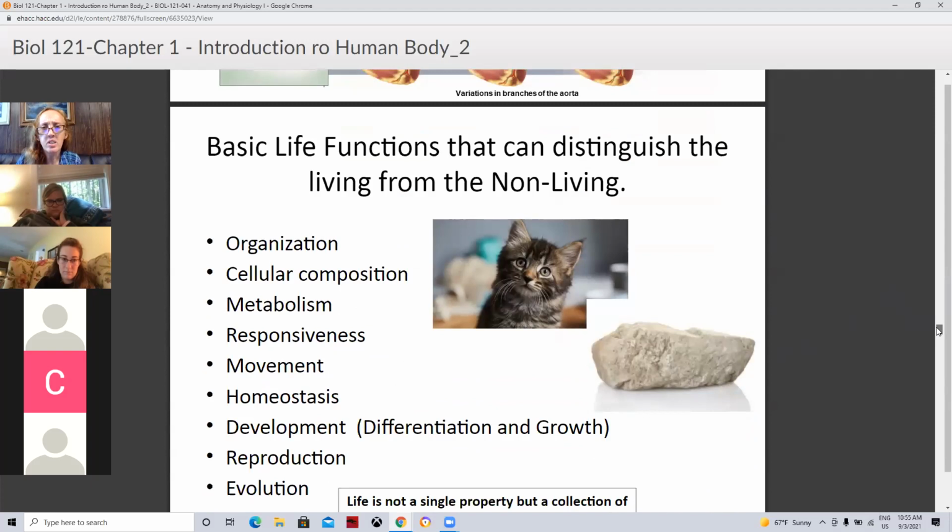There are basic life functions that distinguish all living organisms from non-living organisms. There's hierarchy of complexity. That's the first one. If you think about a rock, they don't really have the hierarchy of complexity. Cellular composition, all basic life is formed from cells. As far as I know, a rock doesn't have a lot of cells. Can't say I'm a really big geologist, but rocks don't have a lot of cells.